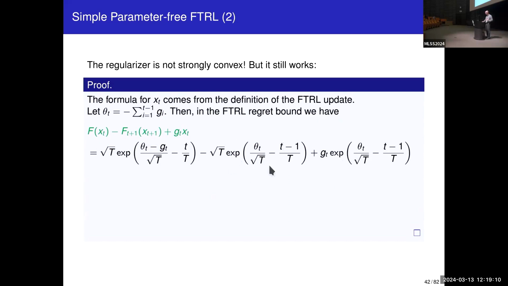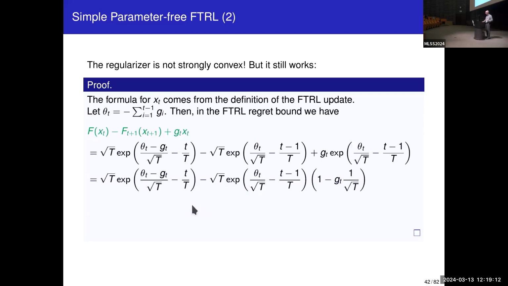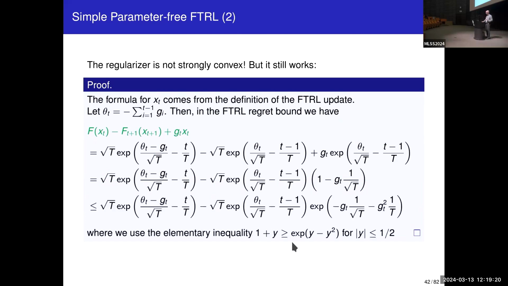So this is the total expression that you get. Now you observe that this part here and this part here are the same, so you put them together. Okay, and now you have one inequality. There is one inequality in the entire proof. The inequality that you use is the fact that 1 plus y is greater than exp of y minus y squared if y in absolute value is less than 1/2. Okay, and you use it here. You take this term here, your y is minus gt divided by square root of t. Okay, and for sure this is less than 1/2 because I assume that the number of iterations is at least 2. Well, I should have assumed more, probably.